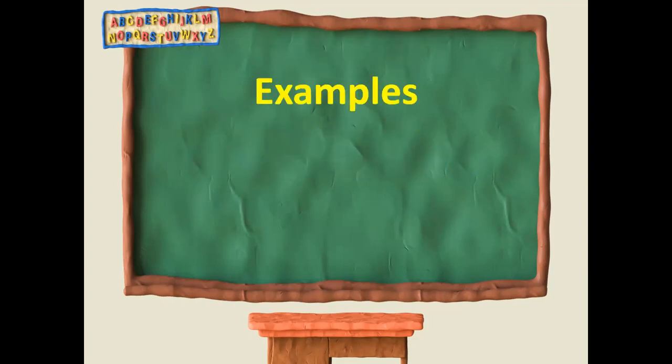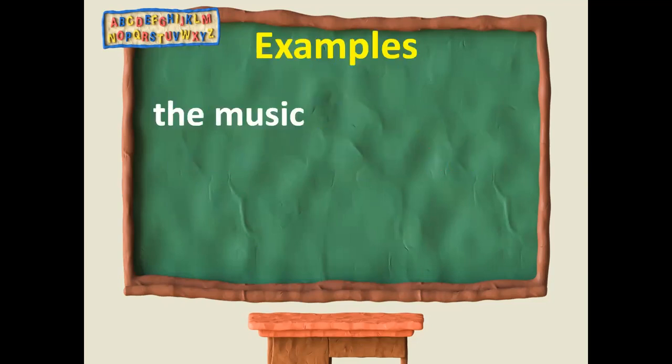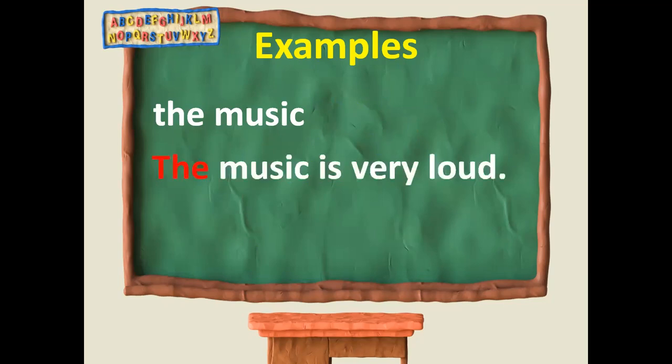Another example, the music. Music is also part of our life. So we'll use the before it. We'll not use music without the. Let's see the sentence. The music is very loud. We'll not say music is very loud. Rather, we'll say the music is very loud.